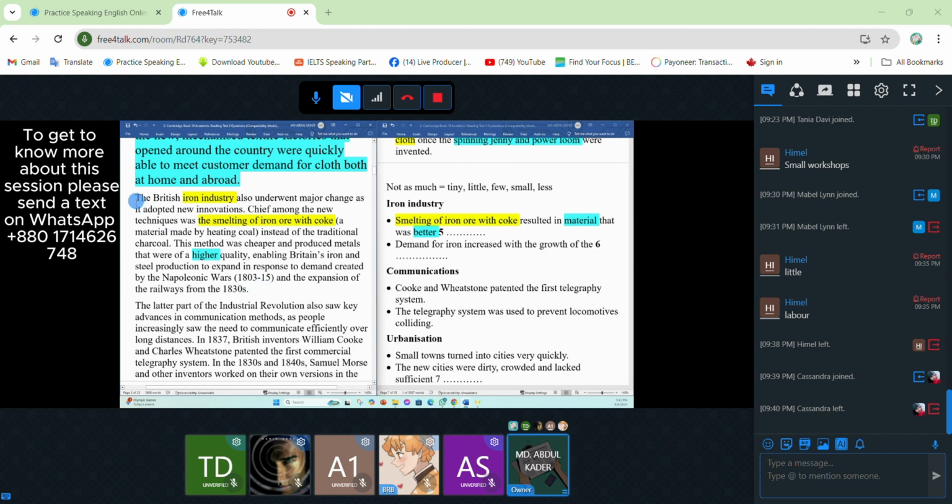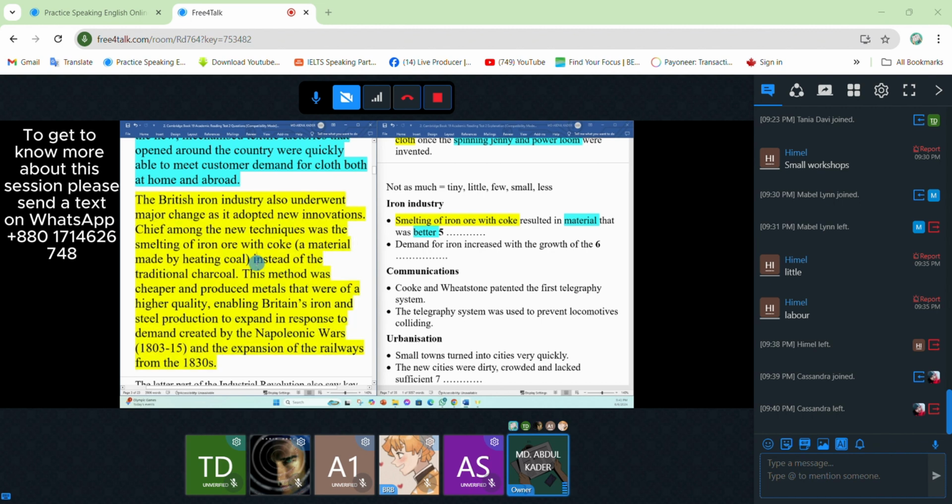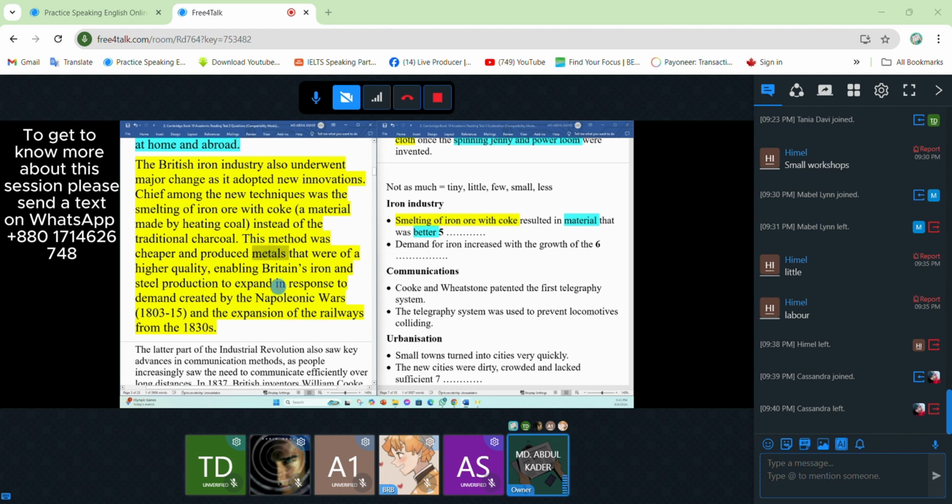That means for question number 5, the answer here is metals. It means materials that were better, so of higher quality, that means better quality. So the correct answer is quality, right? For question number 5 the correct answer is quality. Let's move on to our next question.